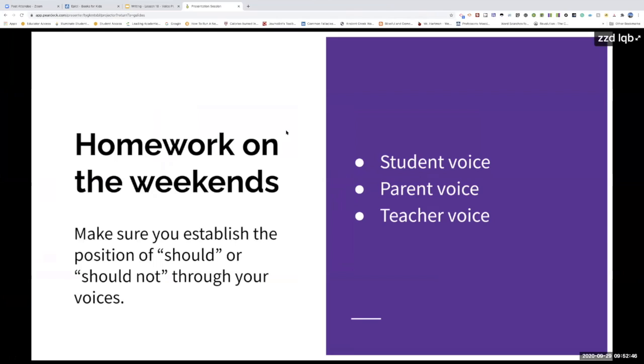So the topic is homework on the weekends. So you are going to establish a position whether we should or should not have homework on the weekends through 3 distinct character voices. So what do I mean by that? Homework on the weekends, you're going to write a student response. That's one of our strategies to get the big view, and then we reread it to get more specific information and to gather clues as to its specific meaning. So I'm going to share my screen.